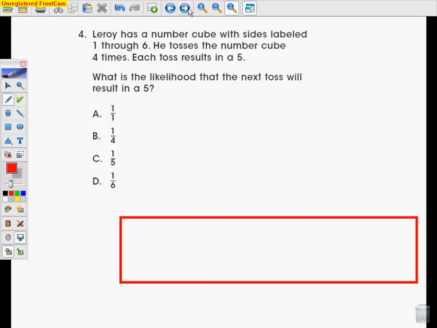Okay? Number 4, Leroy has a number cube with sides labeled 1 through 6. He tosses the number cube 4 times. Each toss results in a 5. What is the likelihood that the next toss will result in a 5?